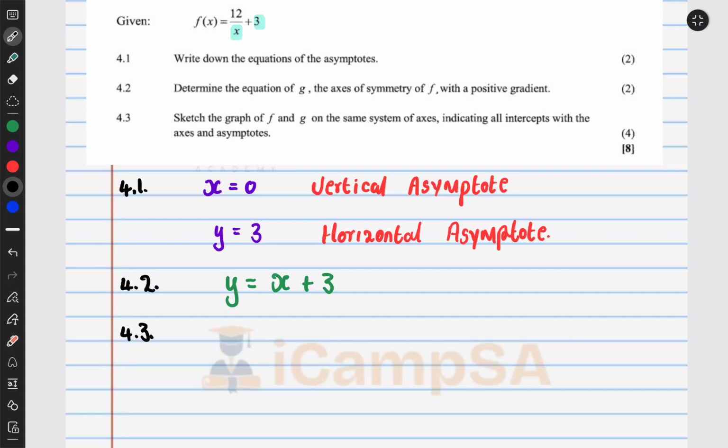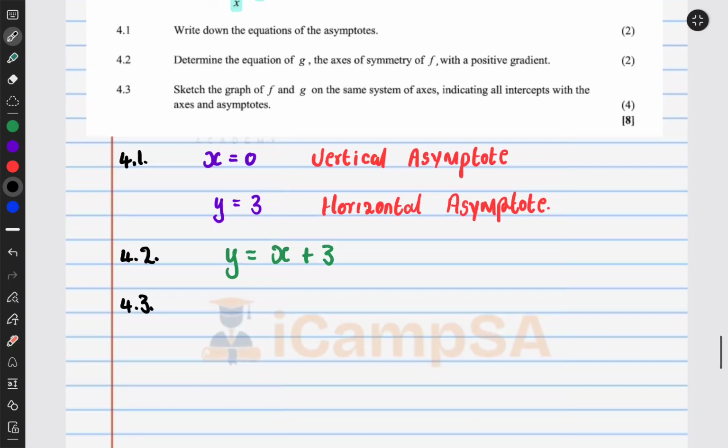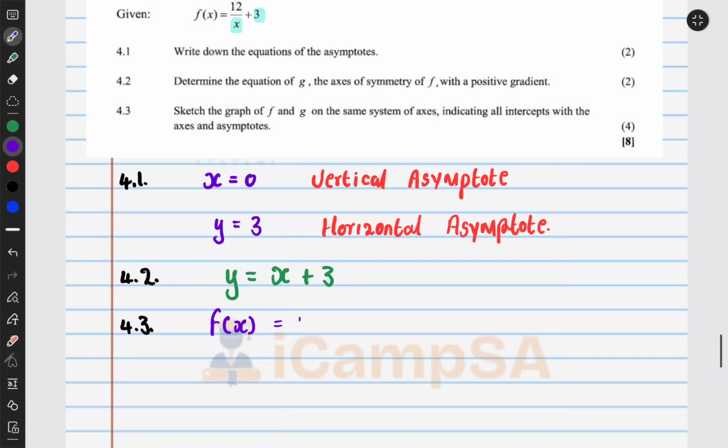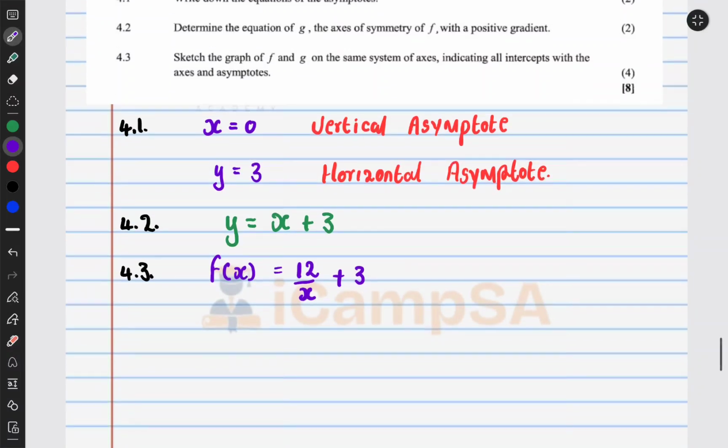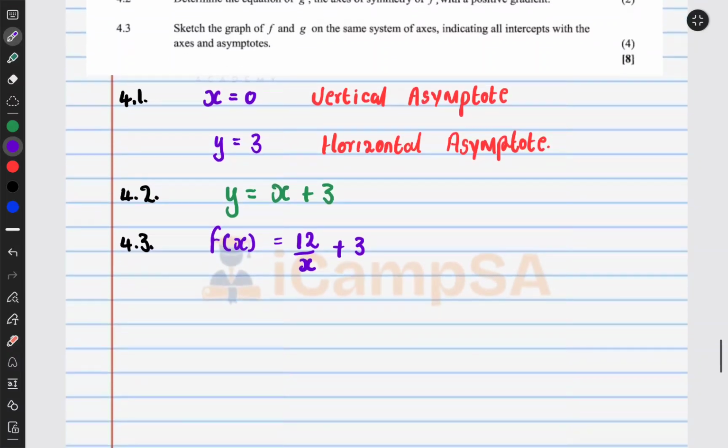Okay, so what we'll do next, let's find the intercepts. I think that's going to be the easiest way. Let's find the intercepts for the function f. First things first, f of x is equal to 12 over x plus 3. If we were to find the y-intercept, no, we don't have a y-intercept, because the y-intercept is essentially where we have the asymptote. So we're only going to have the x-intercept, where y is equal to 0.